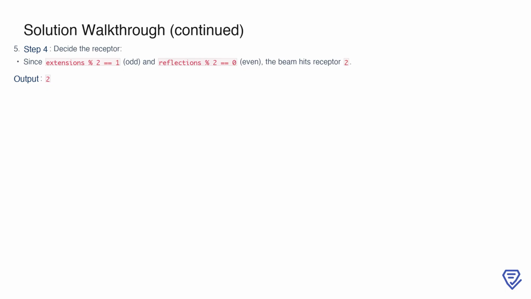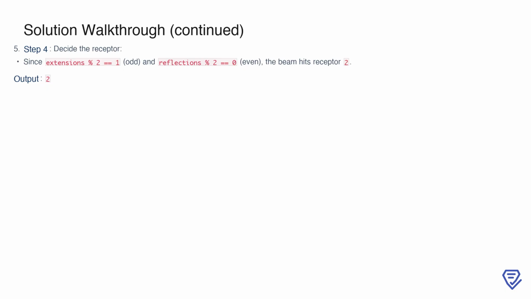Finally, we decide the receptor by analyzing the parity of extensions and reflections. If the number of extensions is odd and the number of reflections is even, the beam will hit receptor 2, located at the top left corner. Here, the extensions count is 3, which is odd, and the reflections count is 4, which is even. Therefore, the beam reaches receptor 2. The output for this example is receptor 2.